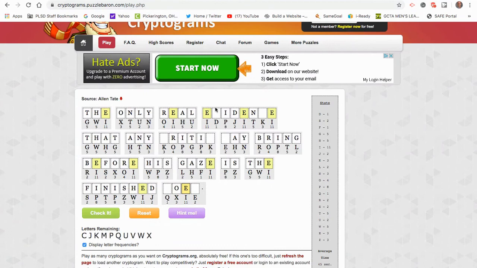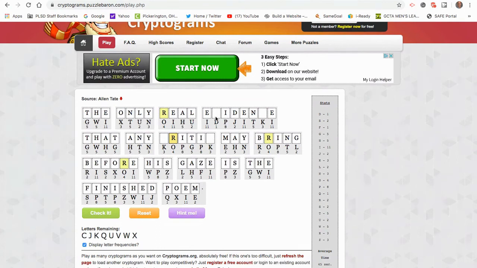So the only real blank that any, let's see, that's an M. Oh, that gives us "poem." The only real blank that any, you would think that that's "writer." The only real blank that any may bring before his gaze is the finished poem.